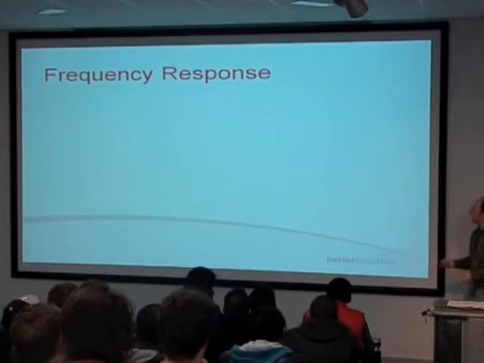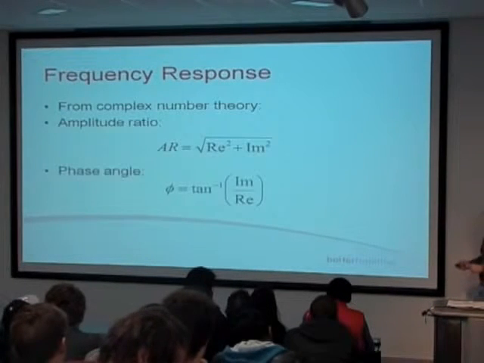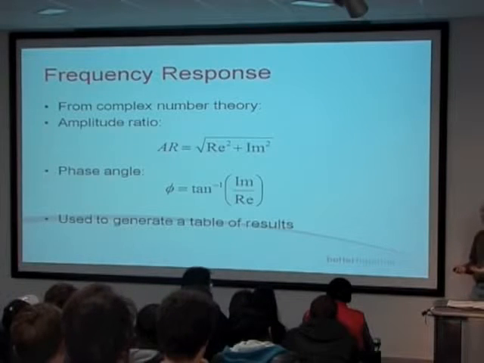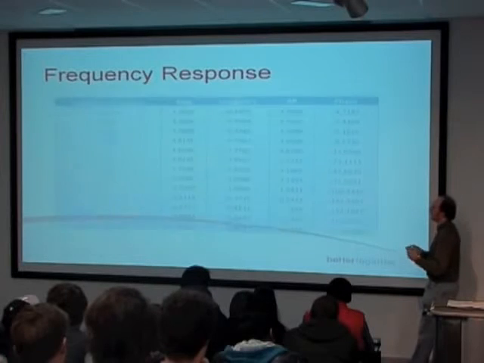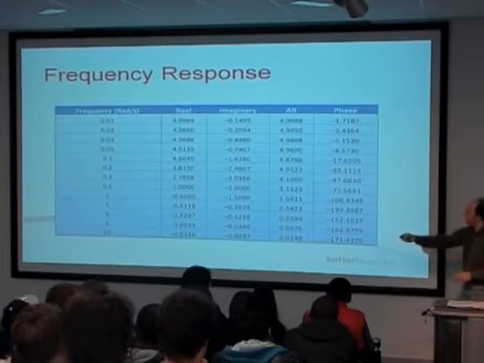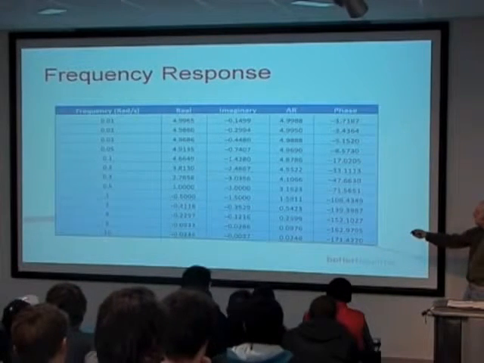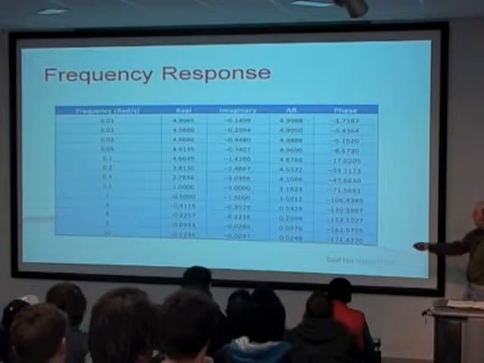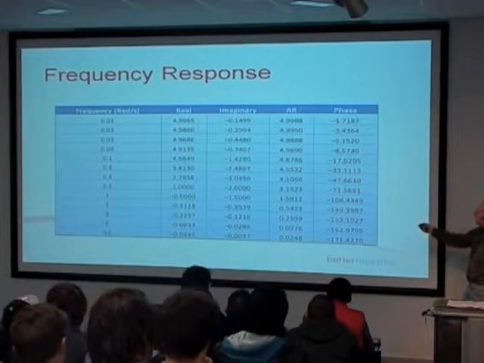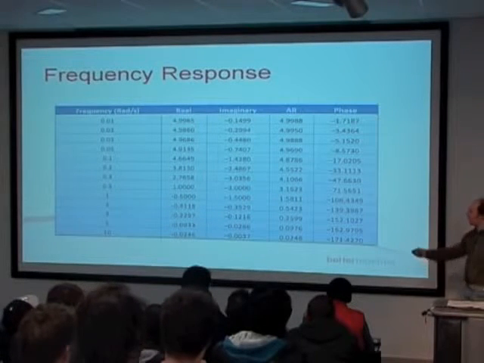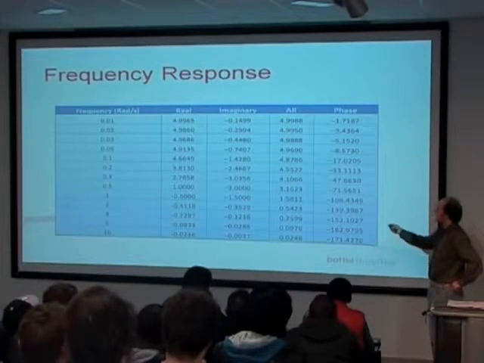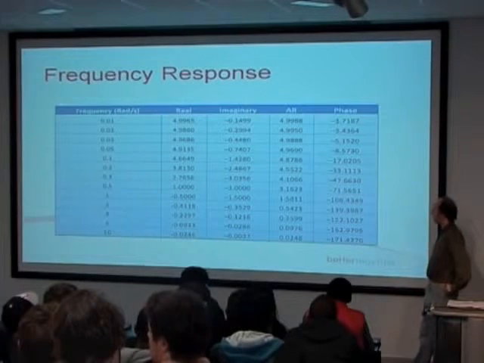And so once you've got these equations, you can then use them to generate a table of results. And that looks something like this for that system. I've got a range of frequencies down here, and here I've got the real number, the imaginary number, and then the amplitude ratio, and the phase angle. I've used those two columns to generate this column and this column.